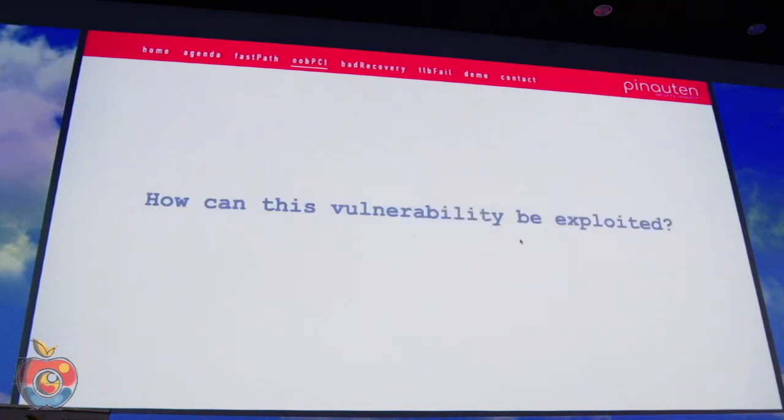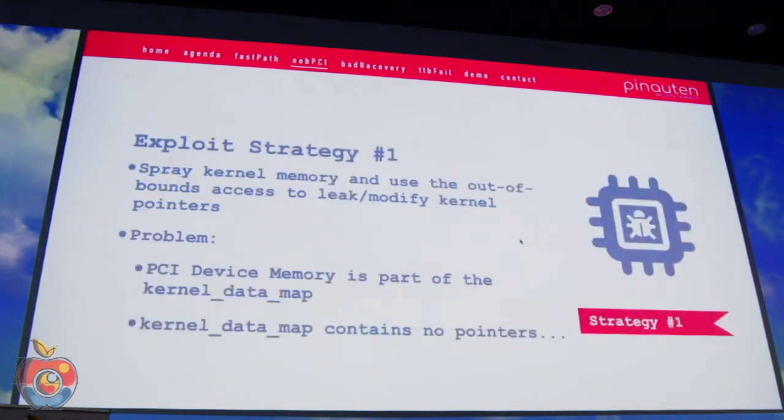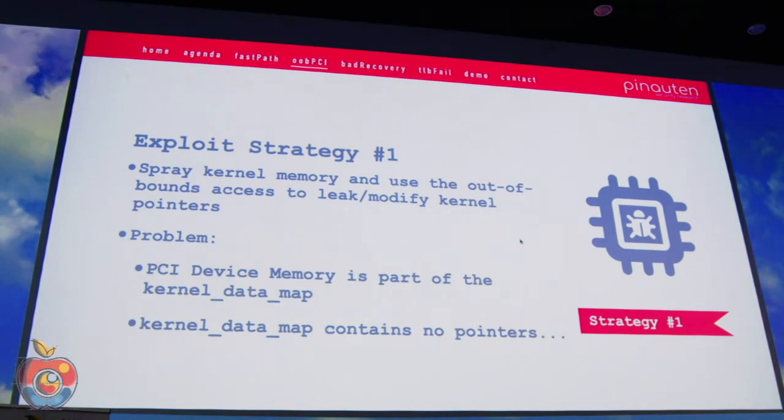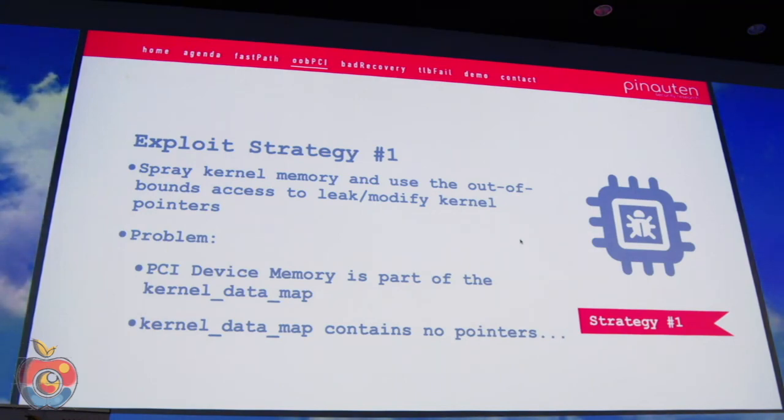Now, how can we exploit this vulnerability? The thing is, for Fugu15, I didn't want to use any kind of memory leak. So there are basically two strategies you could use. The first strategy would be to spray kernel memory, and then we could use the out-of-bounds access to leak and/or modify kernel pointers. The only problem with this strategy is that the PCI device memory is part of the kernel data map. And the kernel data map, unfortunately, does not contain any kernel pointers, only user space data and some device mappings.